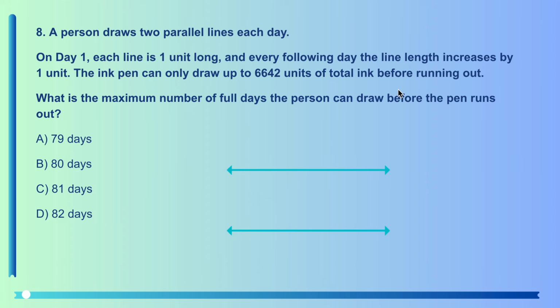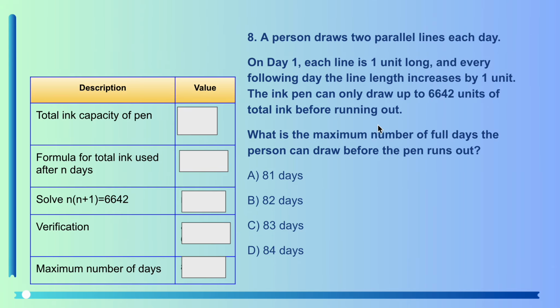So, how many full days can a person draw before the pen runs out? Let's see. We're going to try to do it by formula because this seems like a big number, so we can't really calculate it in the given amount of time unless we use a formula to make things easier. So let's see. The total capacity of the pen is 6642, and we have this magic formula.